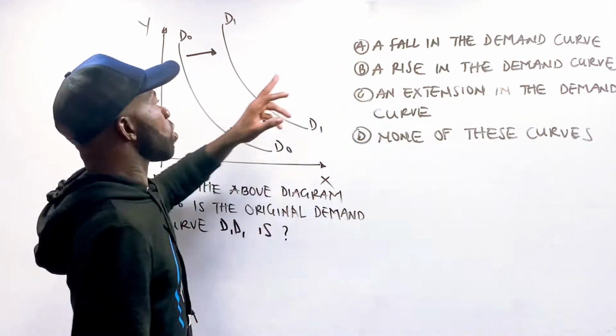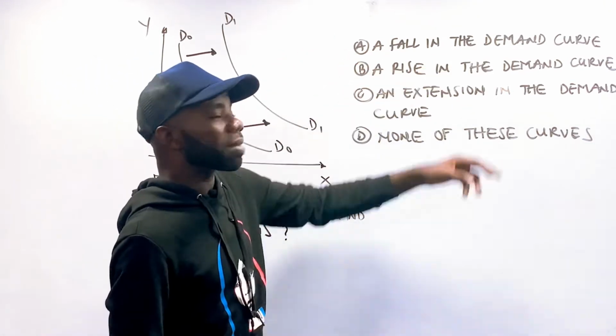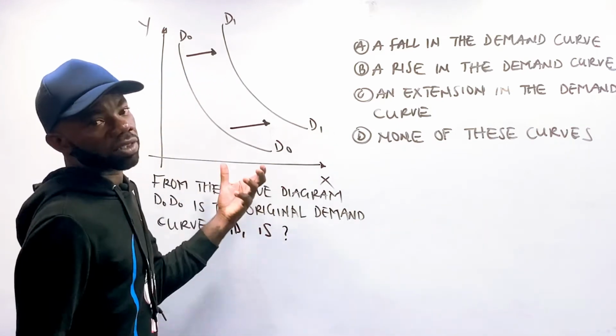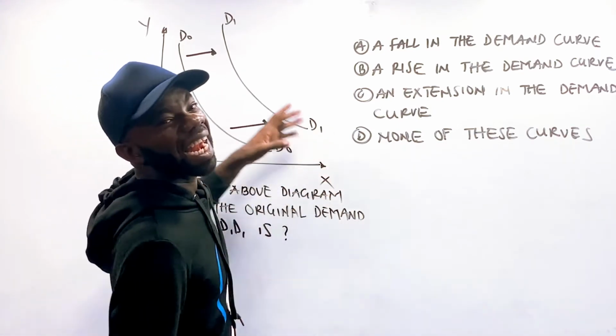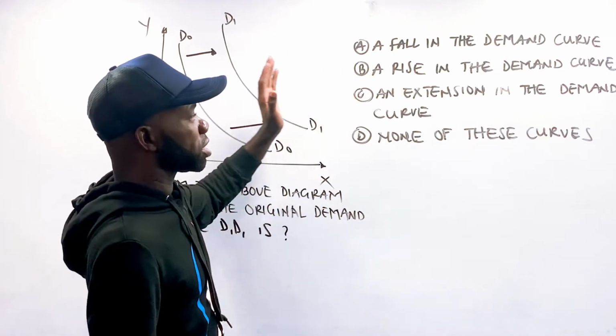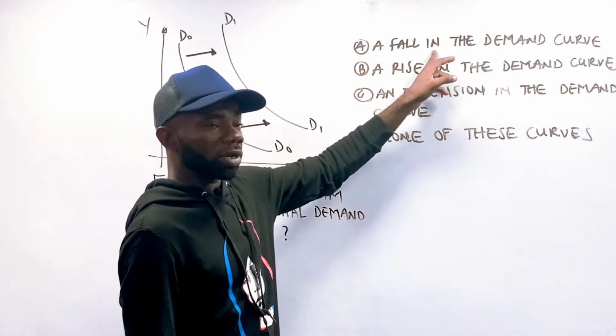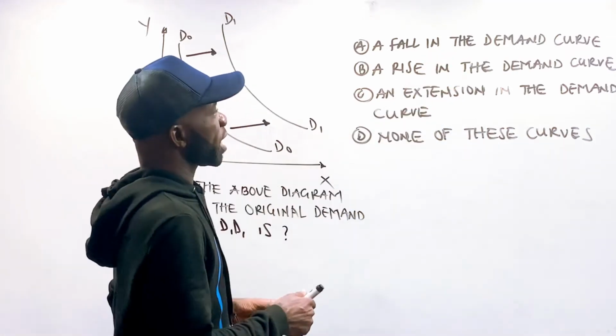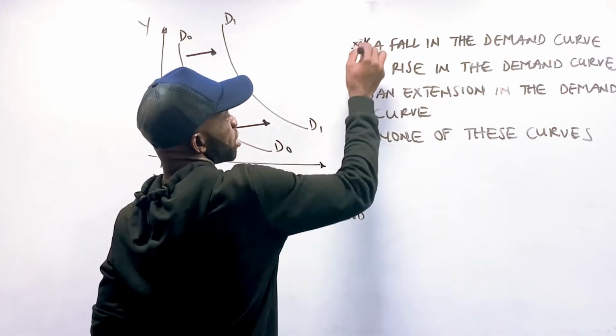the opposite of what's going on here. A fall in the demand curve is a shift in the demand curve to the left. This is to the right. To the right shows increase, and that's not a fall, because a fall is decrease. So option A is wrong for that reason.